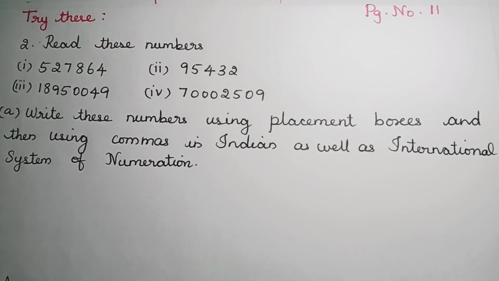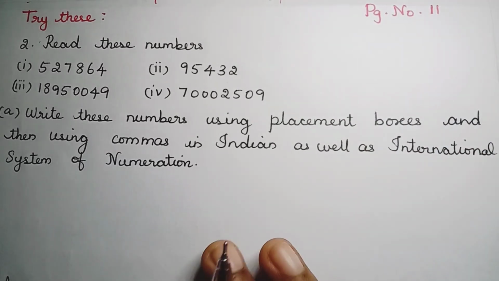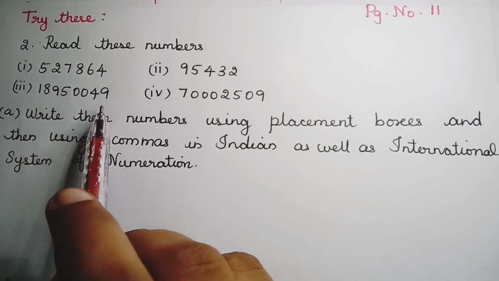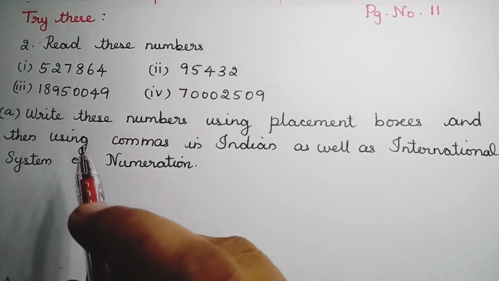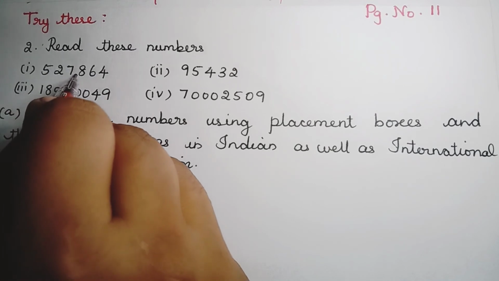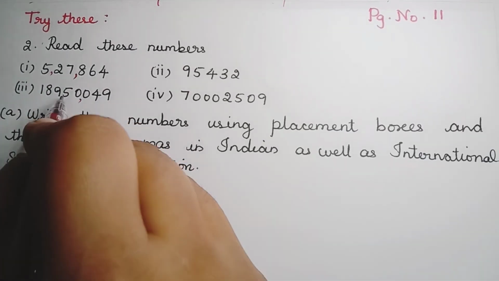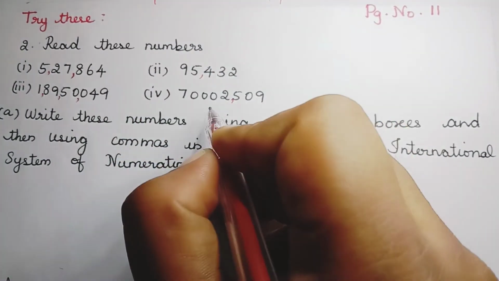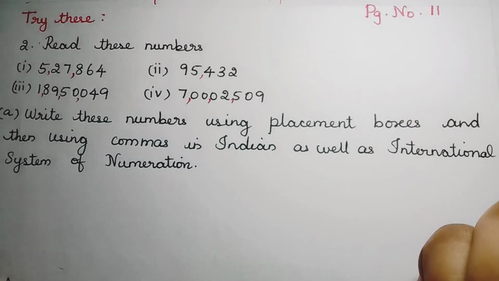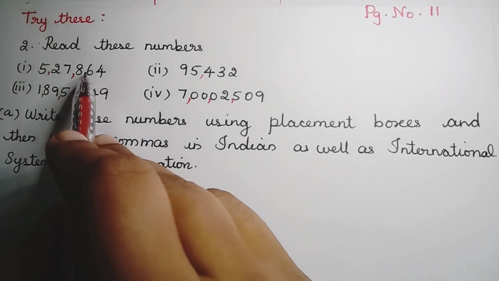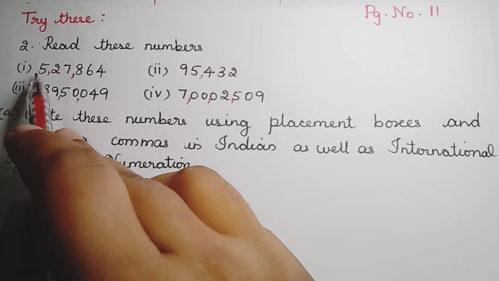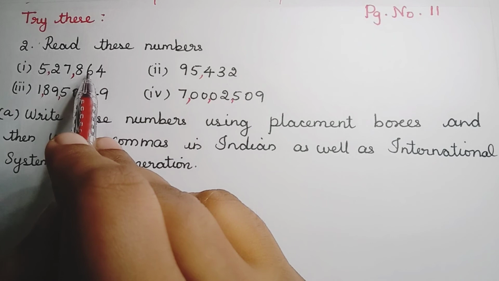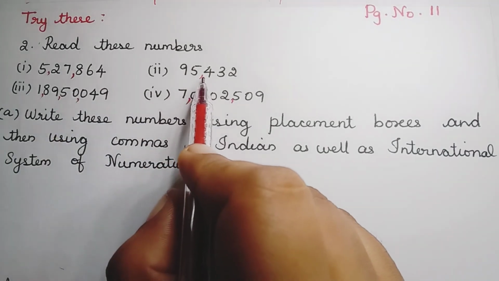So the next topic is try this from page number 11. Okay. So second question, read these numbers. 4 numbers are given, you have to read it. So first let's read. For that you have to put commas. So after 3, then 2, 3, 2, 2, 3, 3, 2, 2. Okay. So how can you read? Ones, tens, hundreds, thousands, ten thousands, lakhs. So how you have to start from here? 5 lakh 27,864.